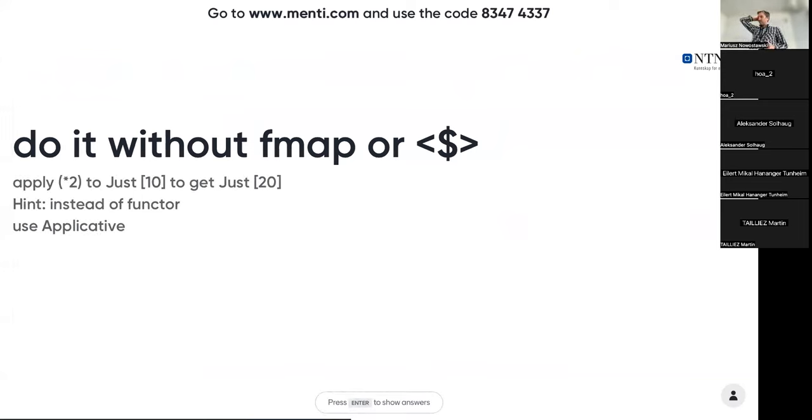So now you have the same task, but now you cannot use fmap. I say, whoa, we cannot use fmap. So what can we do? What can we do?